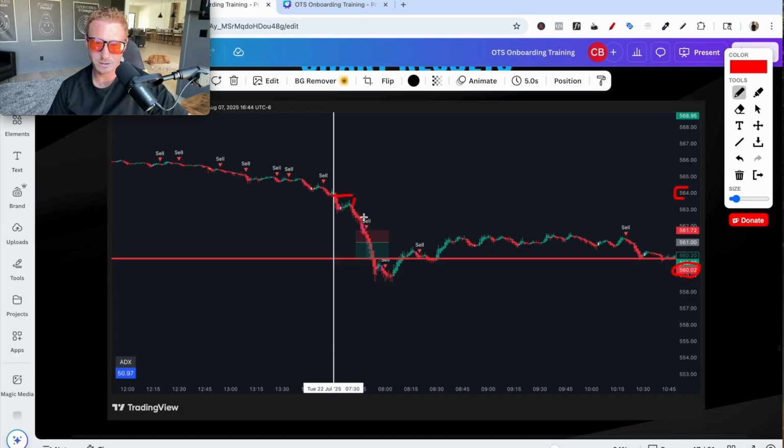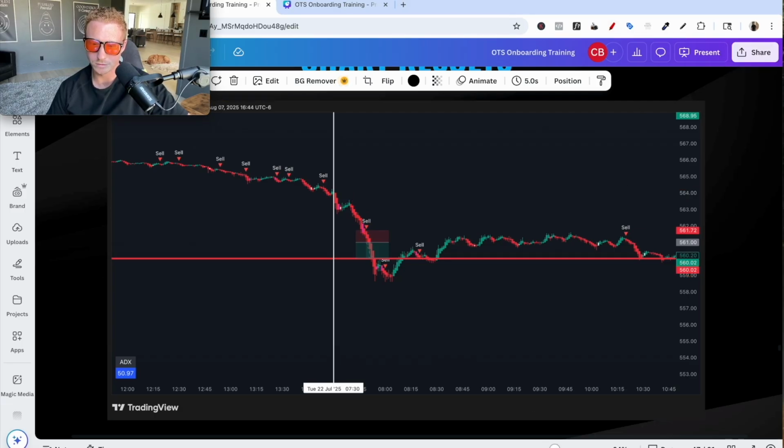We didn't get a sell signal until here, which is the only bad thing about this trade. But when we would have entered, this would have been 561. Again, everything was pointing to 560. We could have got a nice little point off of here. And a point on QQQ is still like 40 points on NASDAQ, which is still a solid trade. 40 points is a very solid trade.